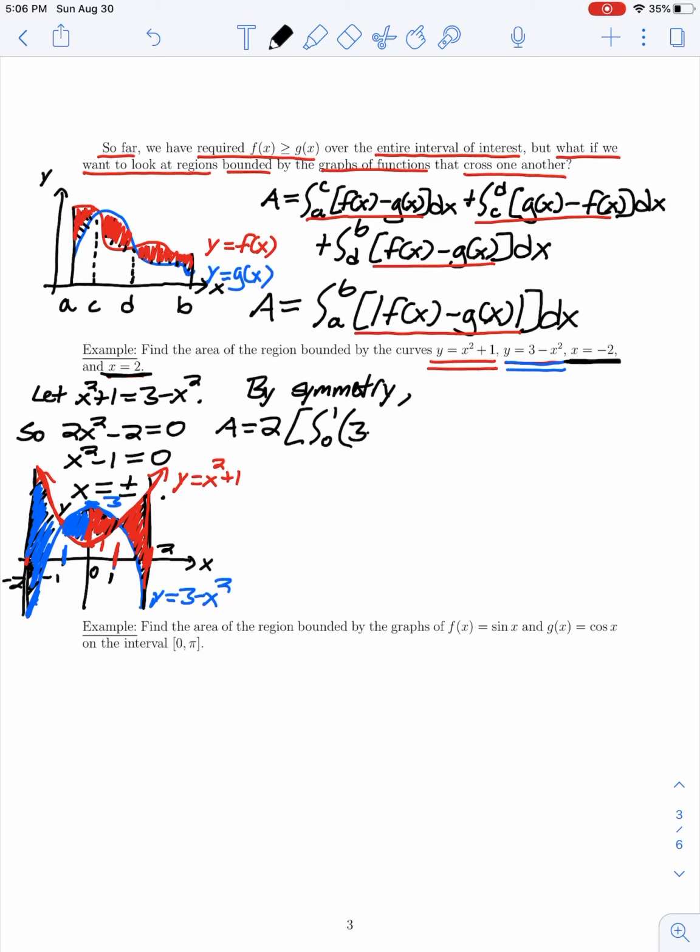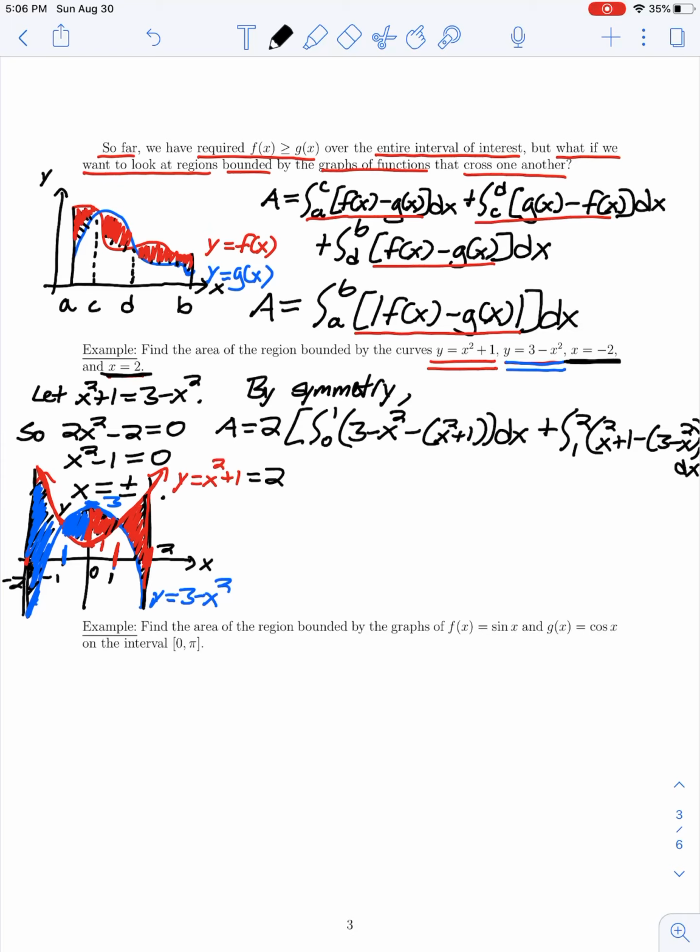So I'm taking there 3 minus x squared, which is my upper curve, minus the lower curve, x squared plus 1, with respect to x. And then I would need to add the integral from 1 to 2, where the red curve is the upper curve, that is x squared plus 1, and I'm subtracting my lower curve, which was 3 minus x squared, dx.